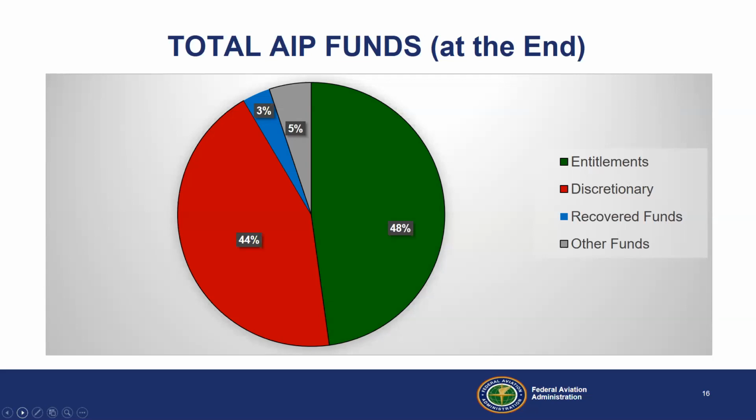And as soon as you do that, you're basically helping out another airport that is seeking discretionary, because your carryover money gets converted into discretionary. So that helps us put another project moving faster.